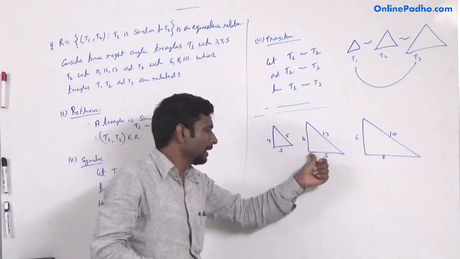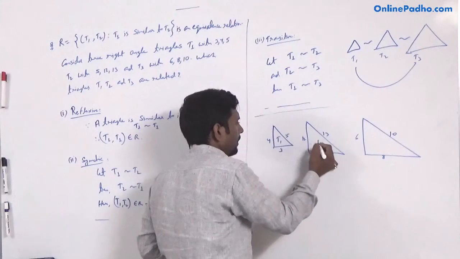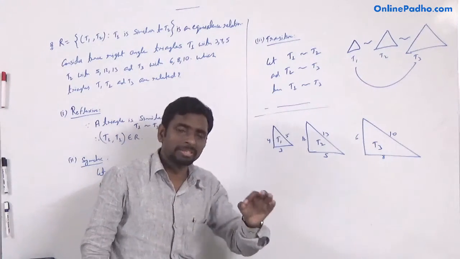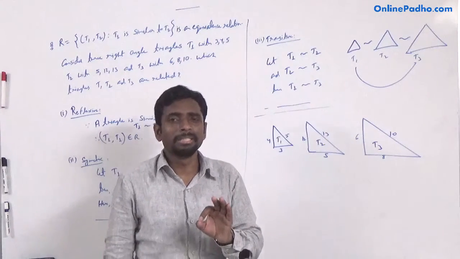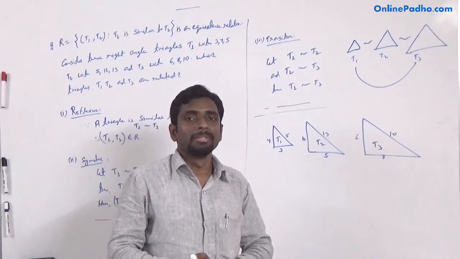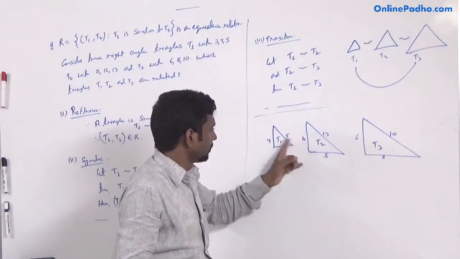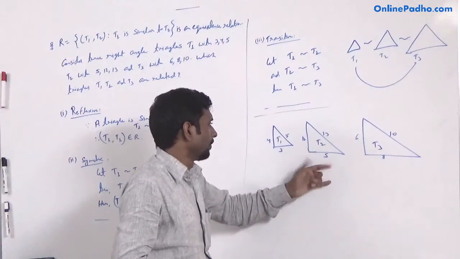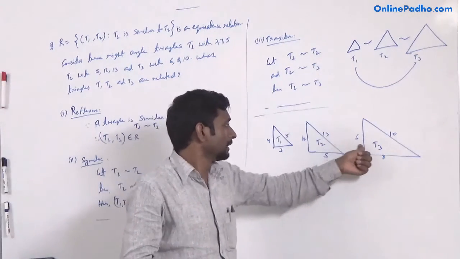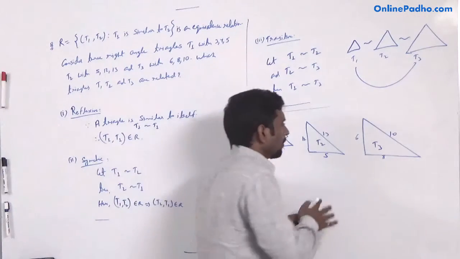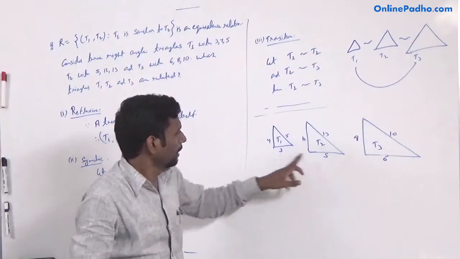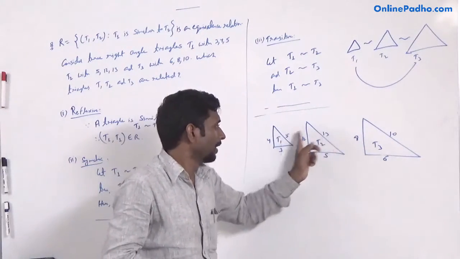Let us consider these triangles as T1, T2 and T3. Is T1 similar to T2? No. Because for similarity, either each corresponding angles are the same or the corresponding sides are proportional. Here corresponding sides are not in the same ratio. The ratios 3/5 and 4/12 are not equal. But in the case of first and third triangle, the ratio is the same. 3/6, that is 1/2; 4/8, that is 1/2; 5/10, that is 1/2.